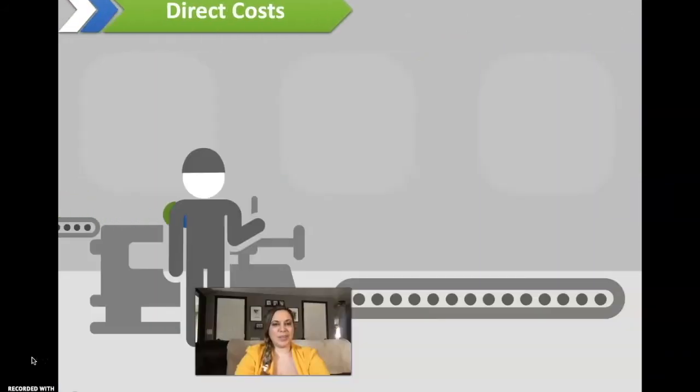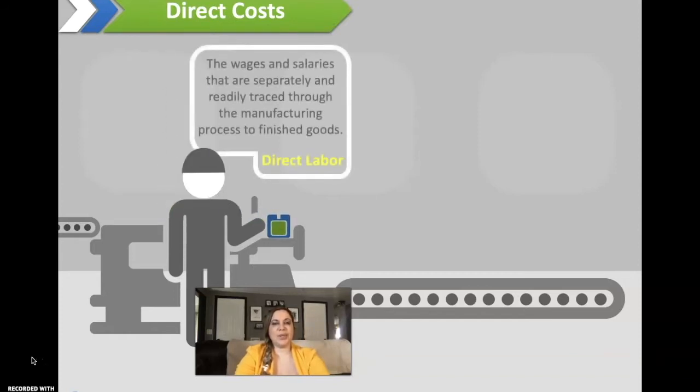Okay, so first we're going to talk about the direct costs. So this includes the direct labor and the direct material. So direct labor is the wages and salaries that are separately and readily traced through the manufacturing process to finished goods. So basically, this is the labor, so the workers, what we pay them, their expense, their salary, their wages. It's those who work directly on the product. They're the ones who are actually putting it together. So we can actually tell how much something costs to make. So if something takes an hour to make and I know I pay you $10 an hour, I know in labor it costs me $10.